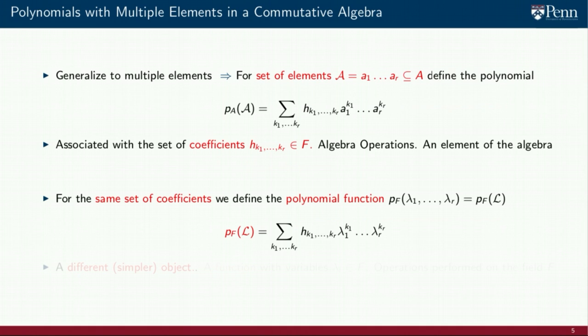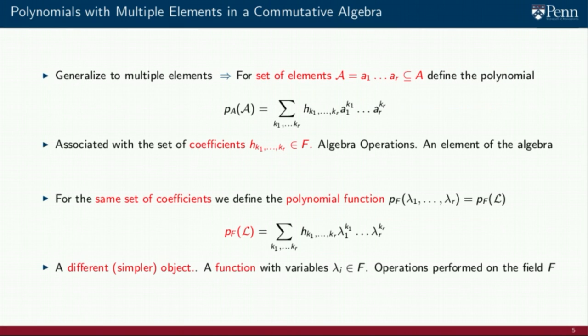Likewise, we can define the corresponding polynomial function with multiple variables lambda sub 1 through lambda sub r. If we use the same set of coefficients, this polynomial function is the same expression as before, in which the different algebra elements a sub i are replaced by variables lambda sub i. Nevertheless, the similarities of the expression should not distract from the fact that the objects they represent are different. This second expression is a function of the variables lambda sub i. It takes different values when we instantiate different variables. It is also an expression that uses different operations. The polynomial on a sub i uses the operations of the algebra A. The polynomial on lambda sub i uses the operations of the field.